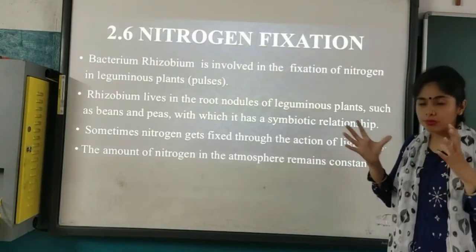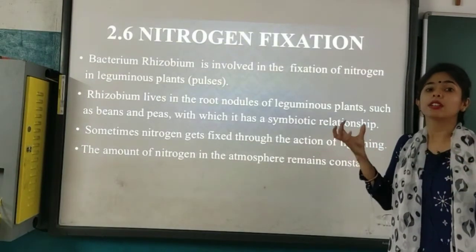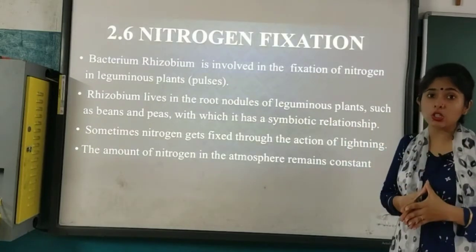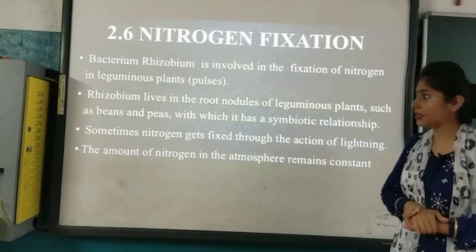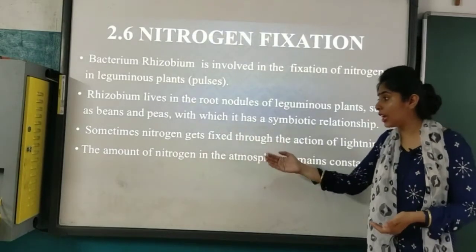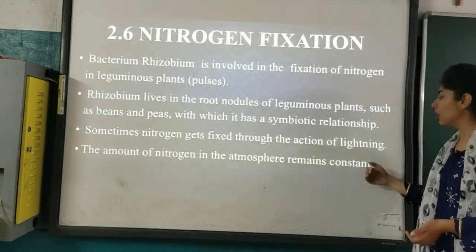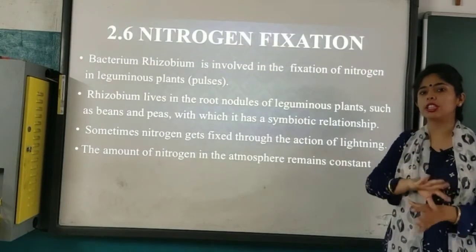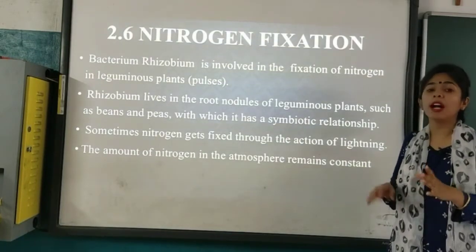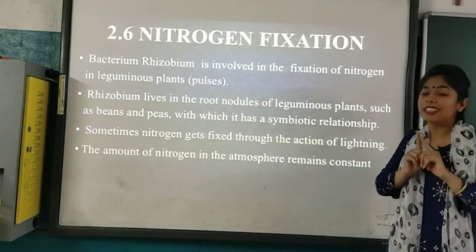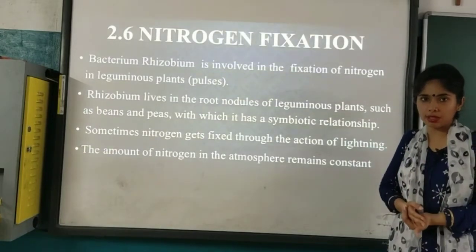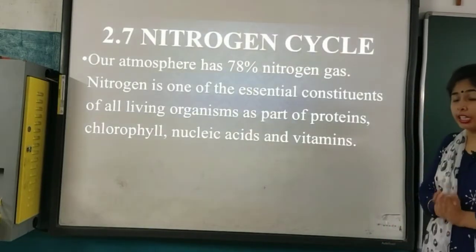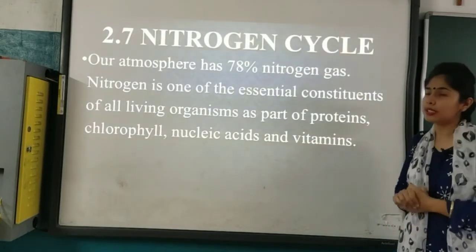Sometimes nitrogen gets fixed through the action of lightning. Okay, when there is rain, lightning occurs. With the help of lightning also, nitrogen gets fixed. The amount of nitrogen in the atmosphere remains constant. Whatever nitrogen is converted again and again, the nitrogen content in the atmosphere, that is 78%, remains constant.